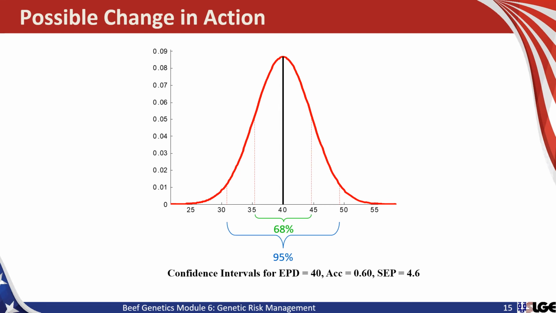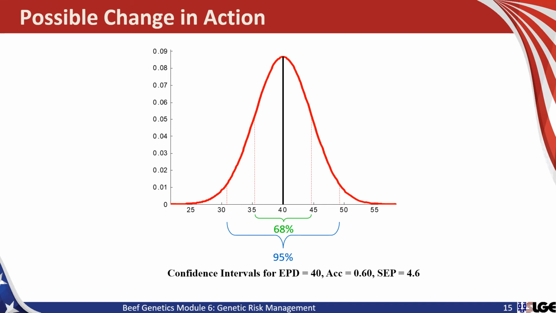Here's a picture, and this may help us understand possible change and confidence intervals more thoroughly. Here's a bull, again, that has an EPD of 40. And if we think about the distribution of that animal's EPDs and the standard errors associated with that prediction, we can produce this plot, or this bell-shaped curve. In here, you'll notice the dotted lines that drop from the solid red lines at periodic intervals represent the width of that possible change or confidence interval. And this standard error prediction or possible change is 4.6.